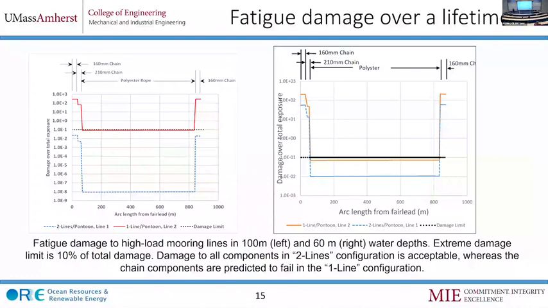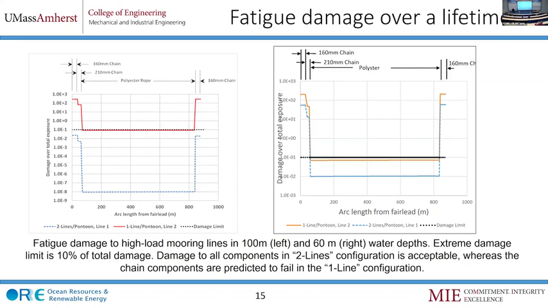What is surprising in this study was that the fatigue damage to the synthetic material was okay. But really what was failing were the chains. That was very surprising to us. So the chain components are predicted to fail in the case which is most commonly used in offshore wind, which is just one line per corner.